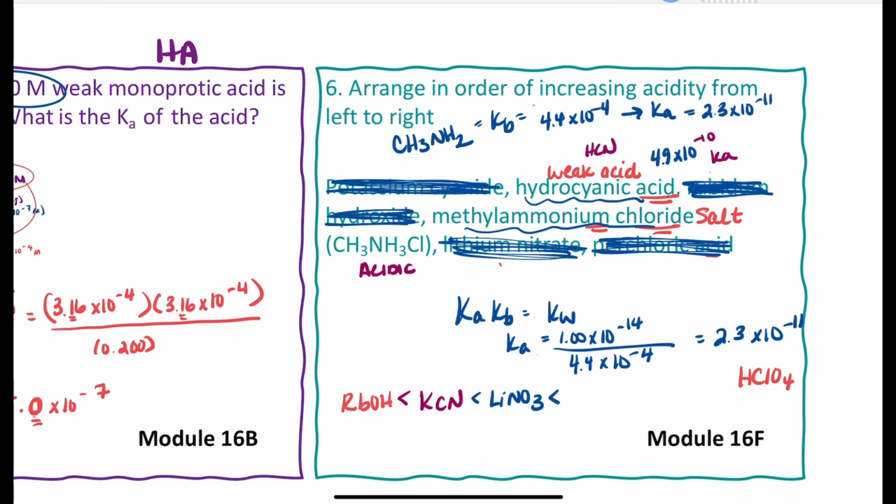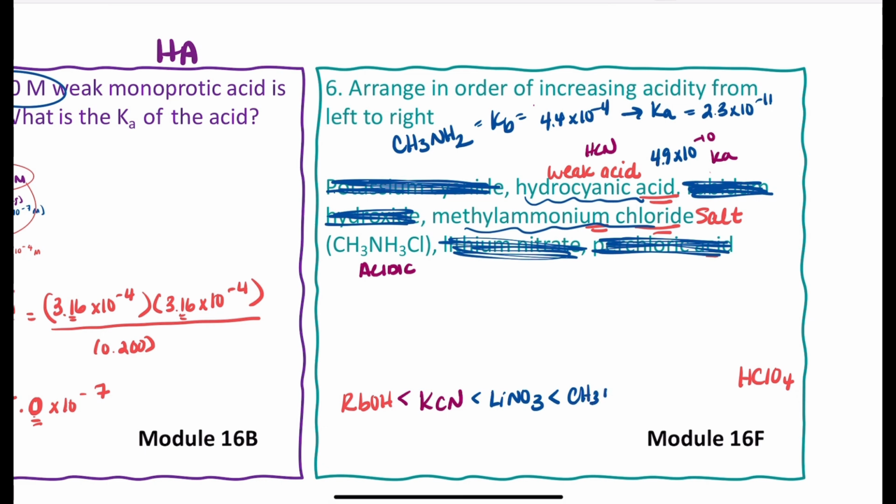But again, that is a measure of how likely that methylammonium is to give up that proton. And I see that its value is slightly smaller than hydrocyanic. Hydrocyanic acid doesn't have a large Ka value. It's very small. 4.9 times 10 to negative 10 is small. But it's still larger than 2.3 times 10 to negative 11. Therefore, it's still the stronger acid. So I will have this CH3NH3Cl here, and the HCN here in order of increasing acidity.